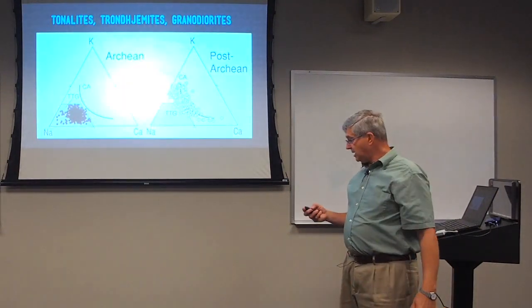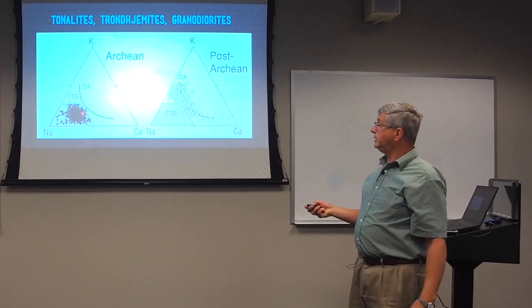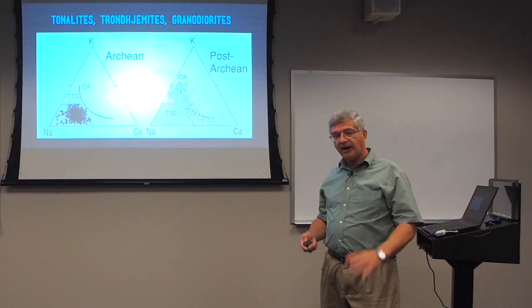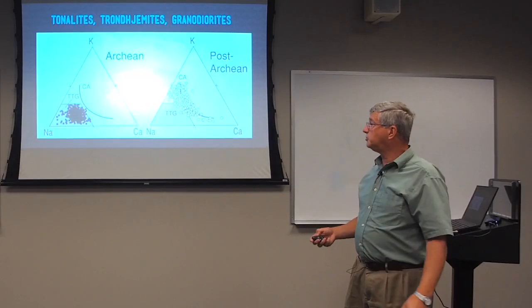So here are these Precambrian tonalites, trondhjemites and granodiorites, and over here is where they plot in this potassium, sodium, calcium triangle. But the post-Archean or early Precambrian granitoid rocks have a higher calcium and potassium content. So there are rocks that are unique to the Precambrian.